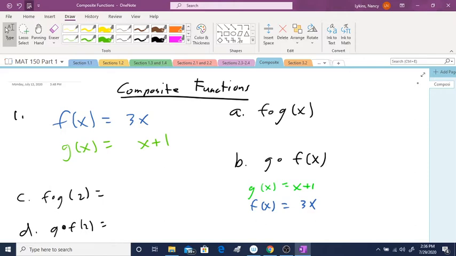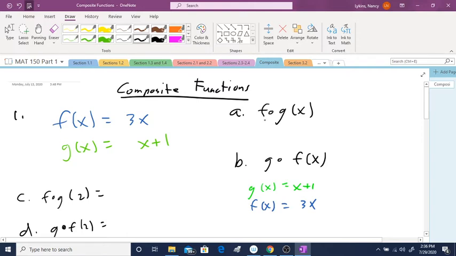So with composite functions, you're always going to have two functions. And I'm labeling the first one. I'm going to give an example. f of x equals 3x. That's in blue. And then in green, g of x equals x plus 2. Now, the composite symbol, if you look in part A, you would say f of g of x.